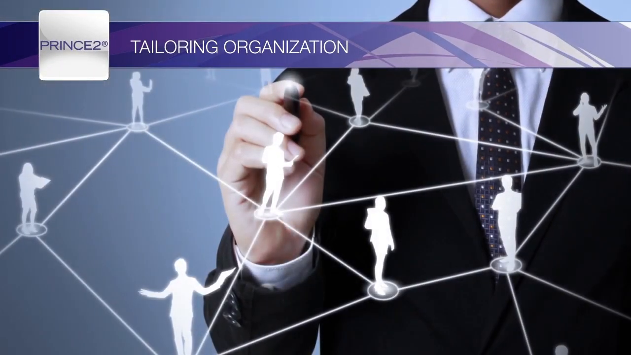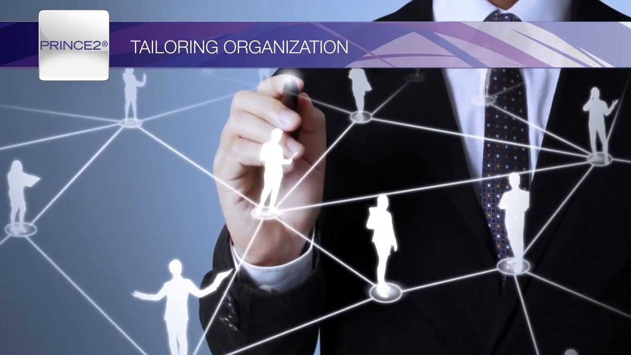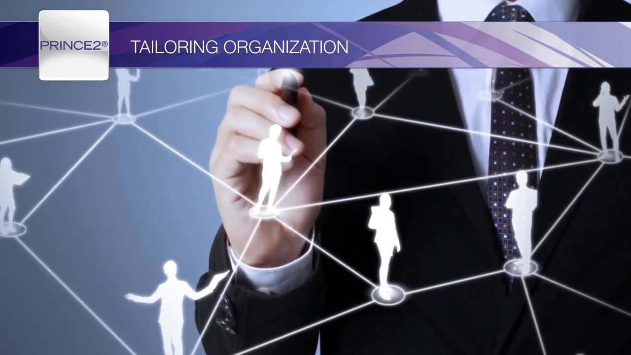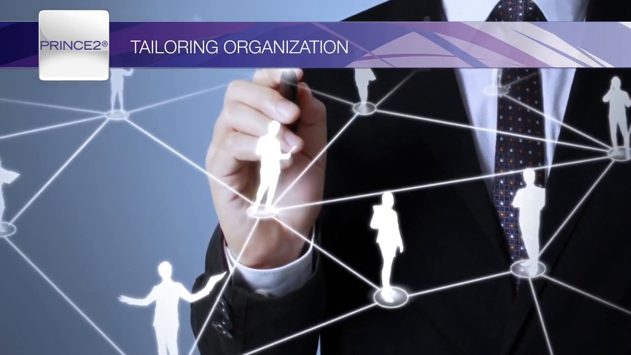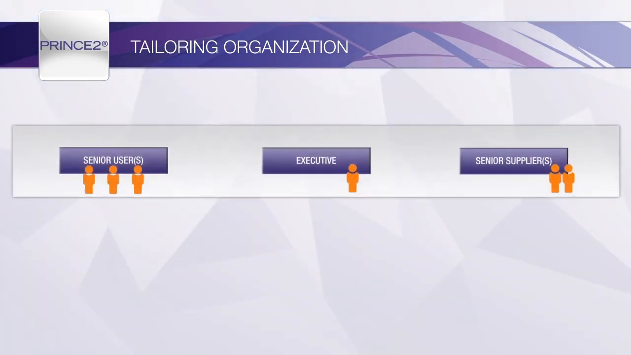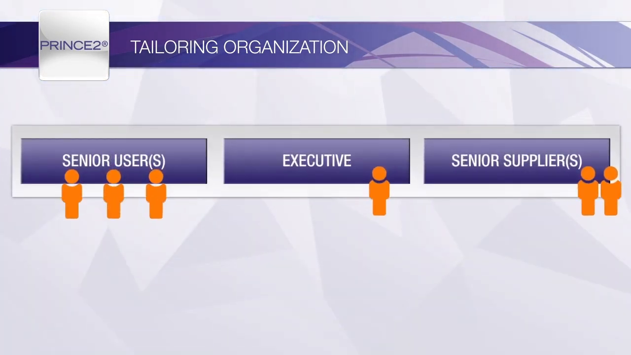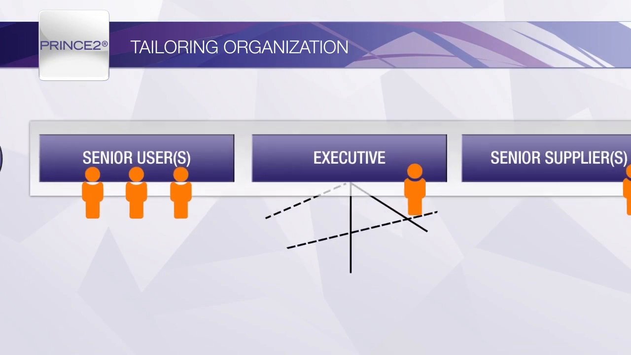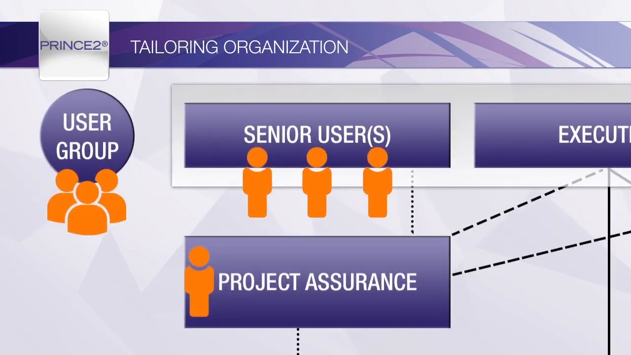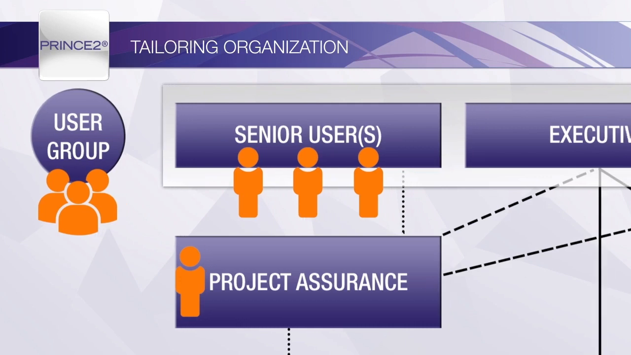The PRINCE2 organization structure is very flexible and should be tailored to suit the organization's environment and the project's needs. The project board roles can be shared or combined with the adoption of user and supplier groups to help keep the size of the project board manageable. Project assurance can be carried out by the project board members themselves or can be delegated to other people, such as maybe a user or supplier group.